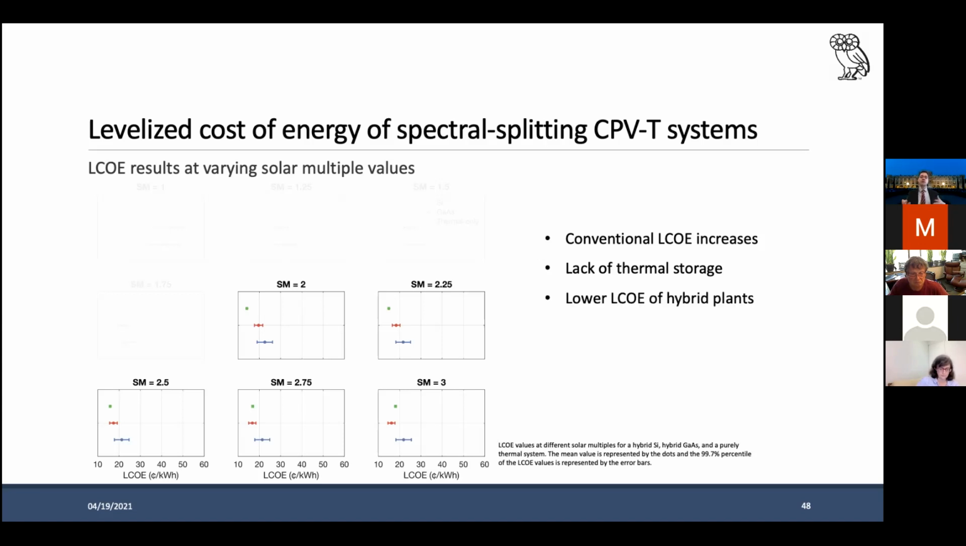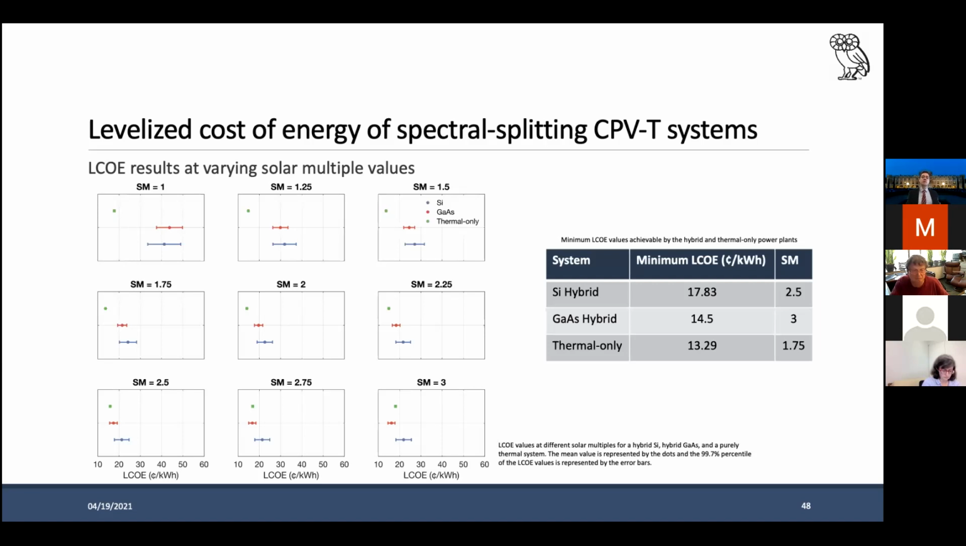The LCOE for the hybrid power plants continues to decrease, since now the thermal energy absorbed is sufficient to operate the power block during more hours of the year and more energy is generated. One of the most important results in this analysis appears when the solar multiple is increased above 2.75. At that point, the gallium arsenide power plant becomes the cheapest option with a minimum LCOE of 16.69 cents per kilowatt hour.